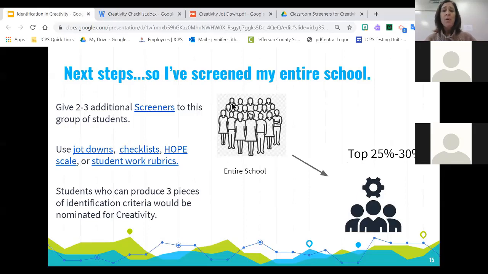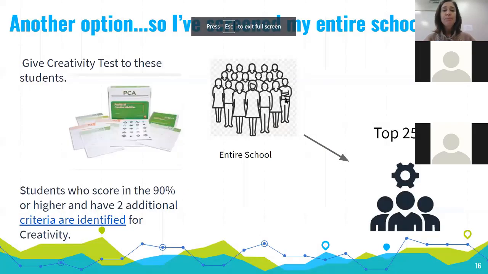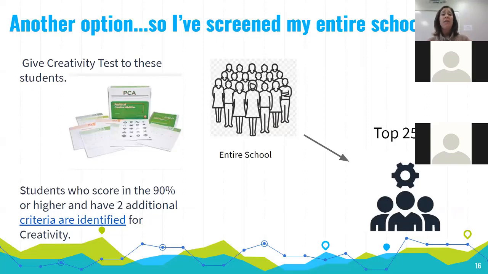Okay? I want to give you a second option, that maybe you're the type of leader and folks in your building really want to test. We have COGAT and MAP testing for some of our other areas of giftedness, and there are creativity tests. I've already mentioned the Torrance test of creativity. It is very expensive, but there are pieces of it that I shared with you. You can certainly look into it, but that's up to you and your school.